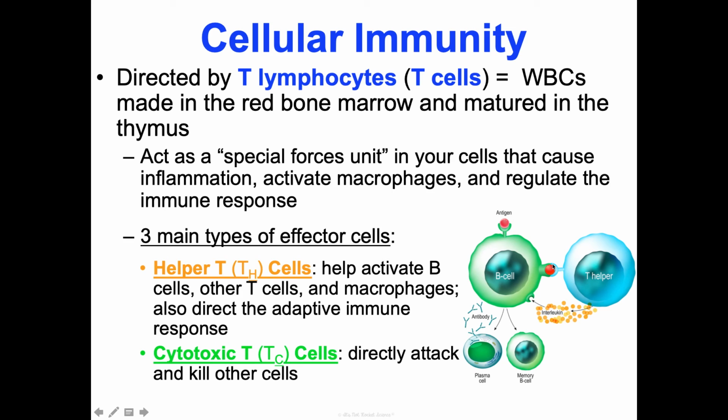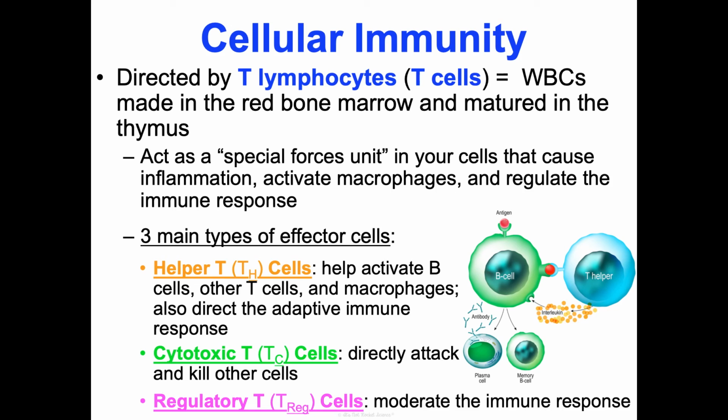Another type of effector T cell are the cytotoxic T cells, or the TC cells. These are directly attacking and killing other cells. If you remember earlier, I talked about they work like natural killer cells in that they trigger apoptosis in cells. Instead of engulfing them themselves, they cause the cells to kill themselves. And then there's also regulatory T cells, or Treg cells, which are just helping to moderate the immune response as a whole.